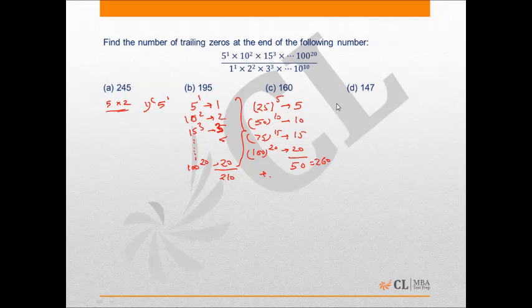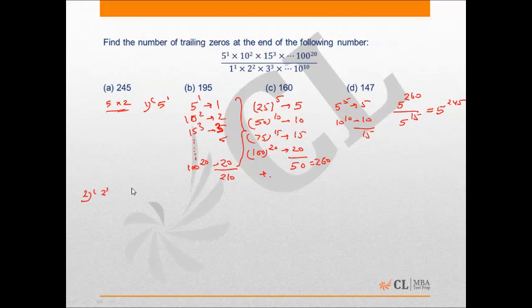In the numerator we have 5 raised to power 5, we have 5 powers. 10 raised to power 10, we have 10 powers. So in all 15. So overall we have 5 raised to power 260 in the numerator and 5 raised to power 15 in the denominator. So in all we have 5 raised to power 245. Okay. Now let's calculate for power of 2.